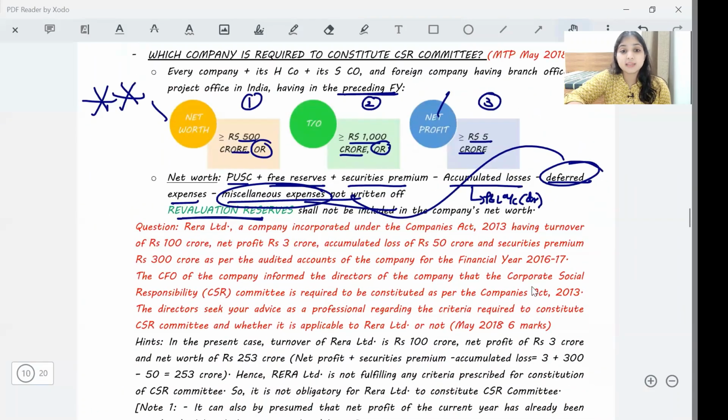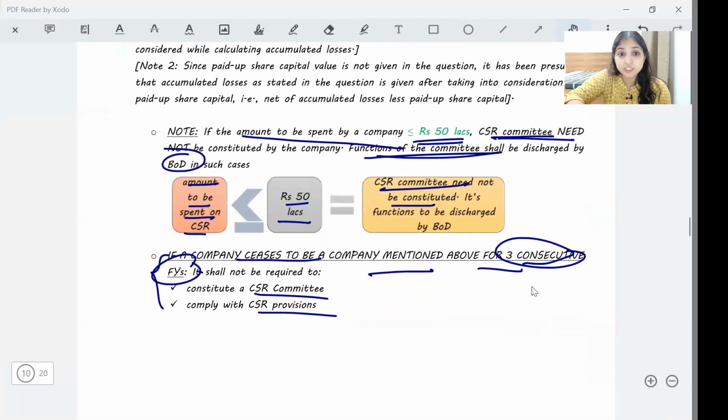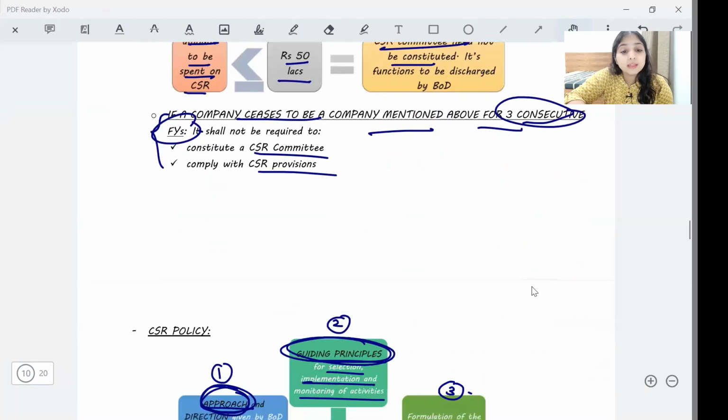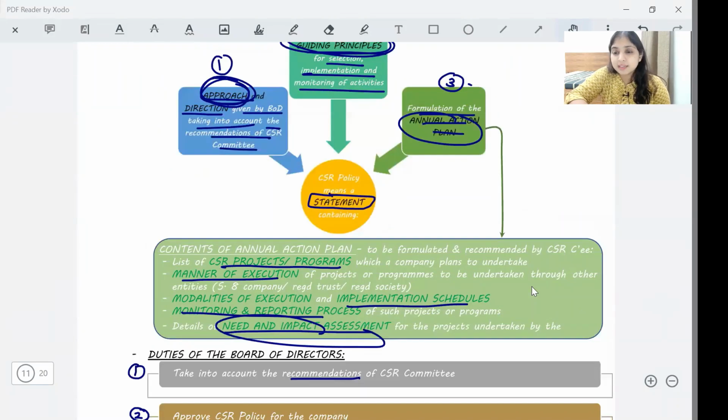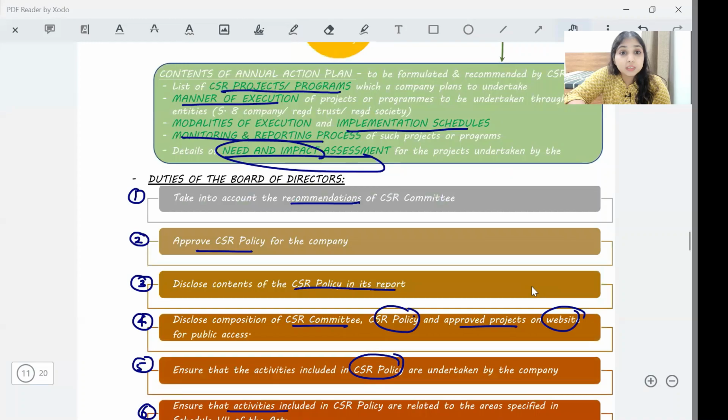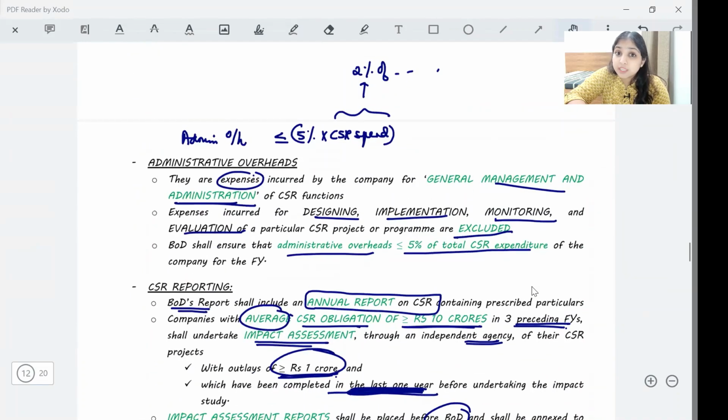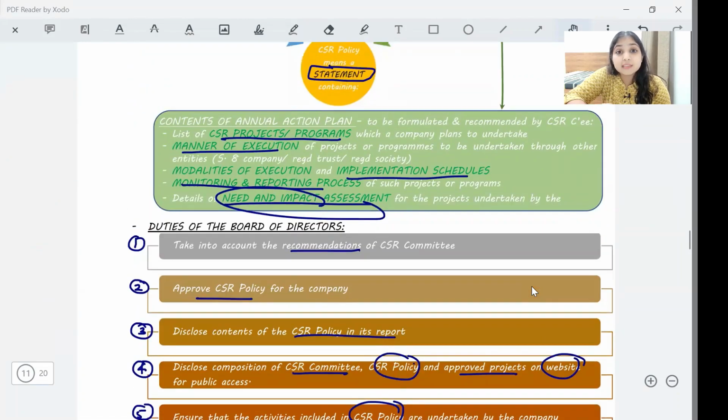Then we learned about the CSR committee. We learned when CSR provisions are applicable. We learned the CSR committee is required only if you're spending more than 50 lakhs. Then we learned that if for 3 years continuously none of the 3 criteria are applicable, then you don't need to follow CSR provisions. You don't need a CSR committee. Then we learned what is CSR policy. We learned the duties of the board of directors. In CSR policy, we also learned a new concept of annual action plan.